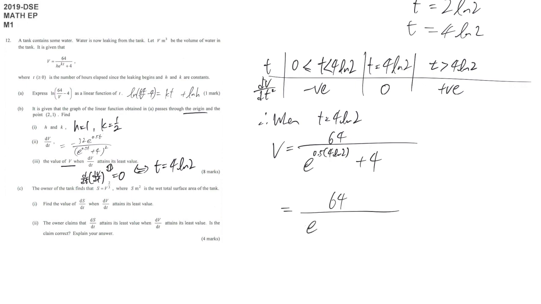E to the power of 2 log 2, that means log 4, and then plus 4. So 64 divided by... e and natural log are opposite, so 4 plus 4. We get 8. And no unit should be written down because we do not include the meter cube here. So v is just a single value, 8.